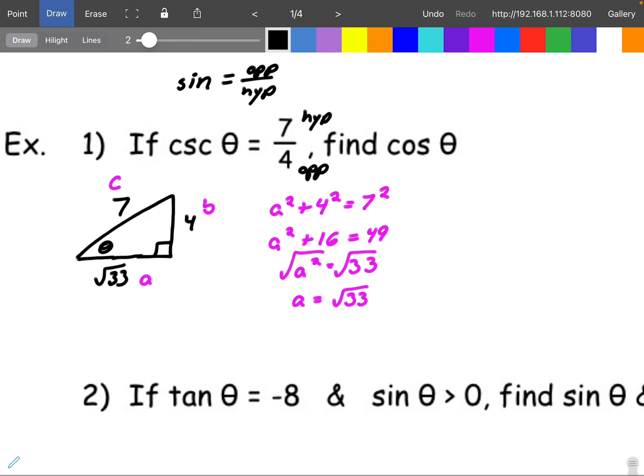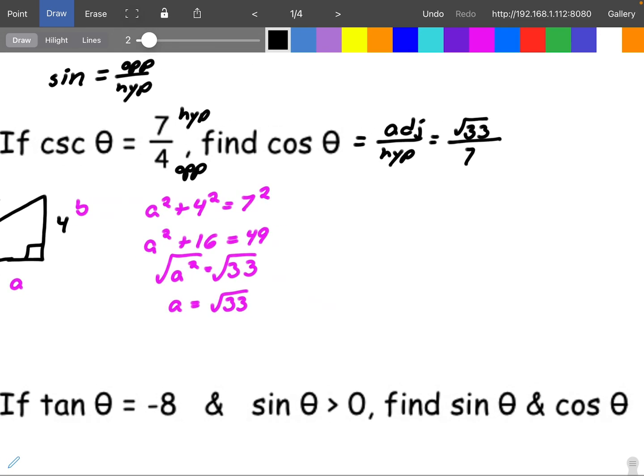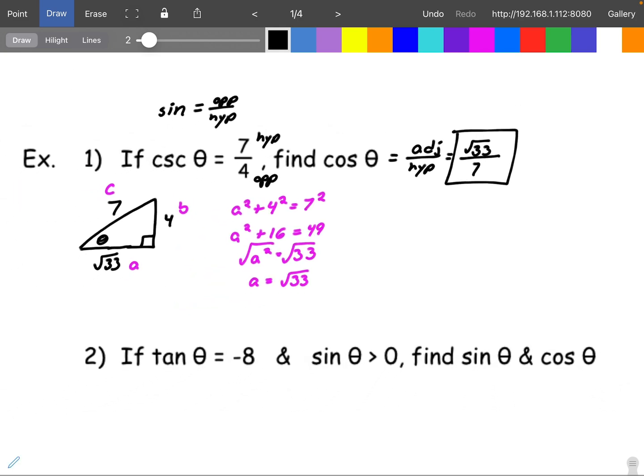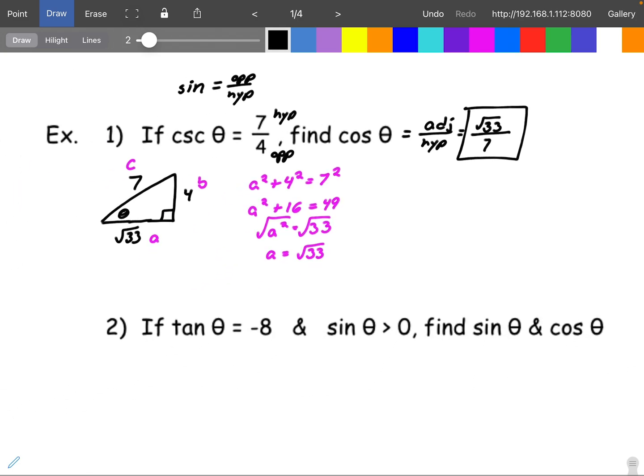Now that I have the full triangle, I am able to find cosine. So remember that cosine is going to be adjacent over hypotenuse. And according to that triangle, our adjacent side is the square root of 33, and our hypotenuse is 7. And then since the radical is on the top, not the bottom, it does not need to be rationalized, and that would be our answer. So that was the same thing that we did back in chapter 4.